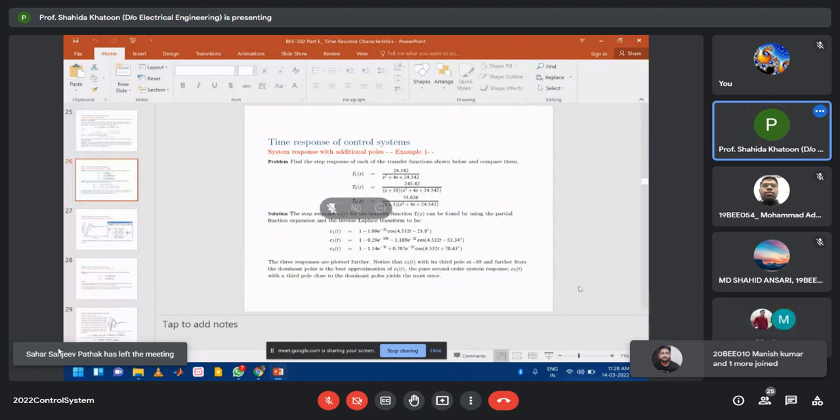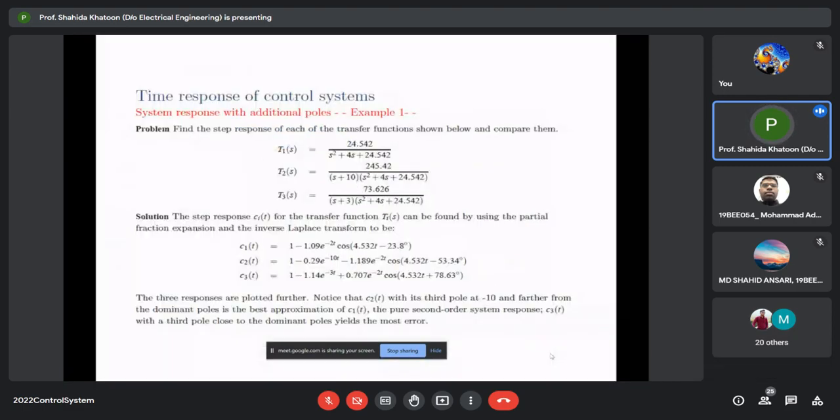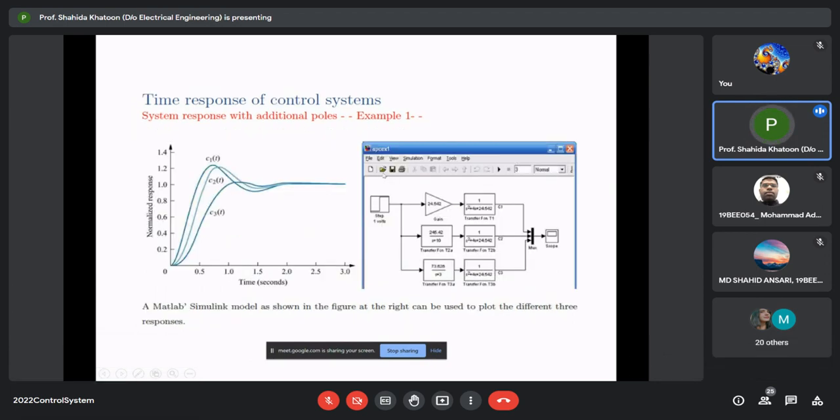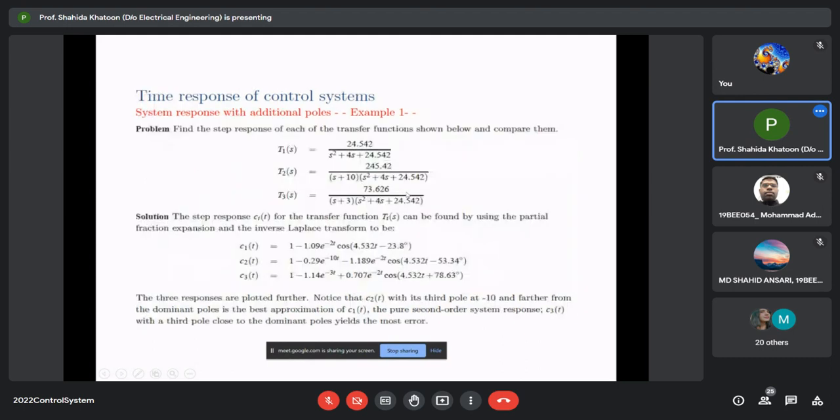Okay. So similarly, you can find out the step response for T2, which is basically a third order system. And if you substitute R(s) equal to 1/s, it becomes a fourth order system, right? So it will become 245.42 divided by s into (s plus 10) into (s square plus 4s plus 24.542). Okay, so it becomes from third order to fourth order system, right?